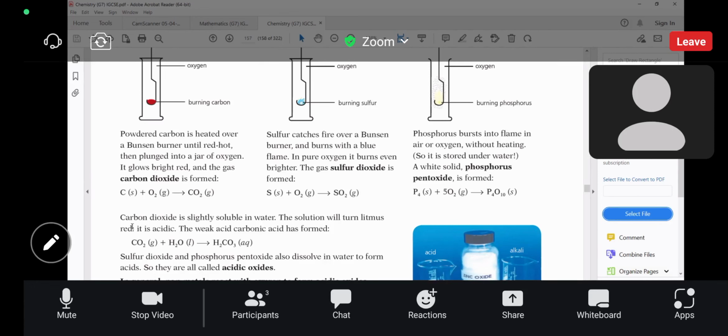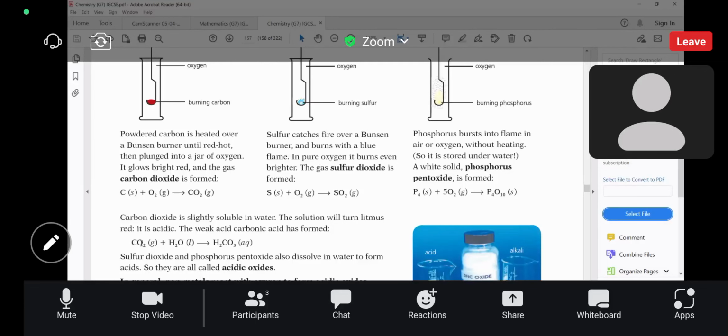Right. Now carbon dioxide is slightly soluble in water. Where do you find carbon dioxide? Have you ever drunk soda or soft drink? Yeah. So carbon dioxide is dissolved under high pressure in soft drinks. So this is the reaction. It is acidic. So carbon dioxide is acidic, and it is dissolved in water. That's why we can prepare soda or soft drinks, right? The solution will turn litmus red.